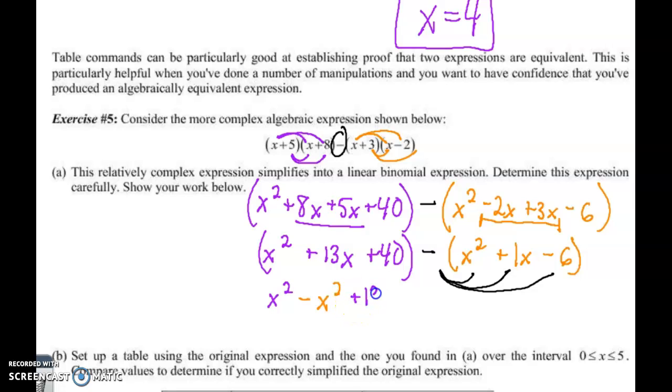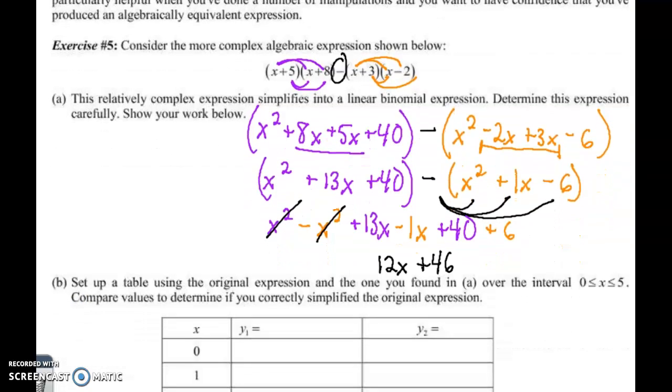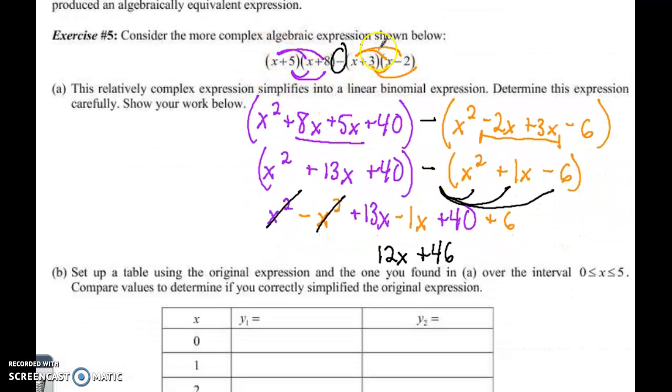And then plus 13x. I'm trying to color code to help you as well. This becomes minus 1x. And then we have this plus 40. And when you distribute the negative to minus 6, it becomes plus 6. So as we look at all of this, the x squareds actually cancel each other out. 13x minus 1x is 12x, and 40 plus 6 is 46. So what I'm saying is, this original problem that we had at the top, so let me just put a giant arrow right here, is equal to 12x plus 46.